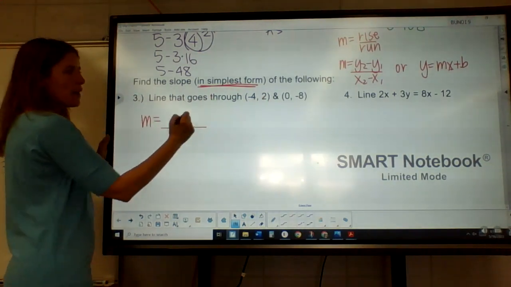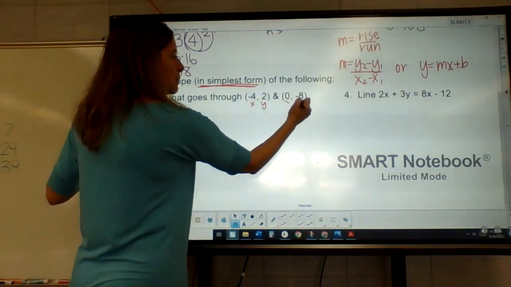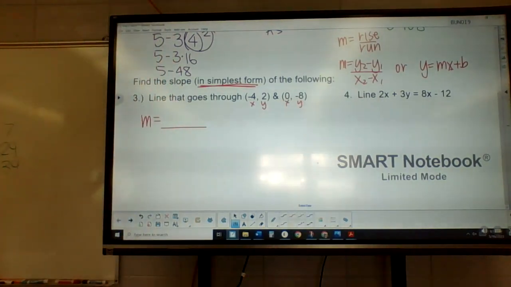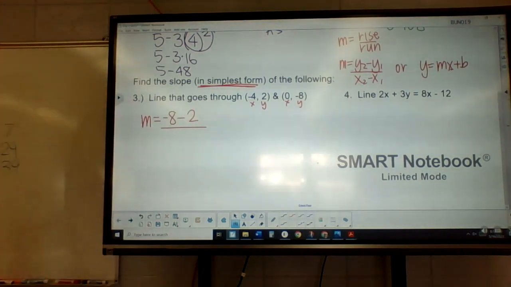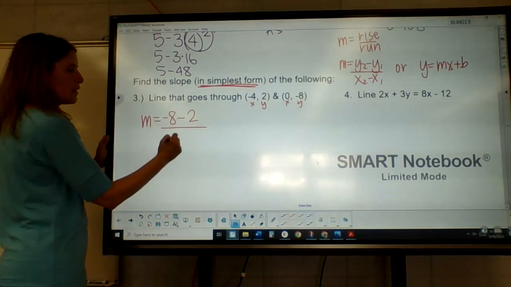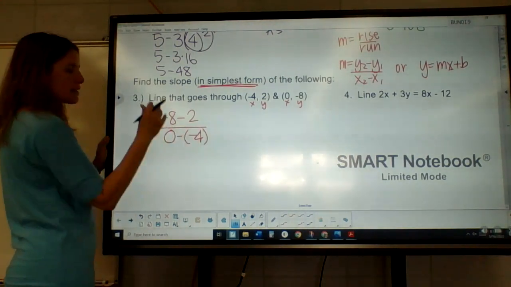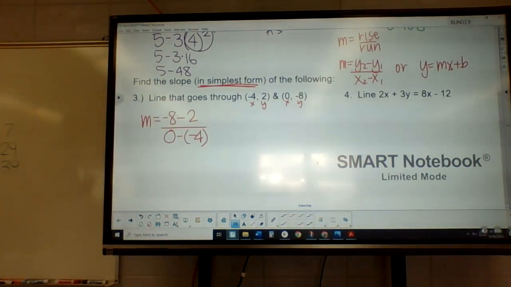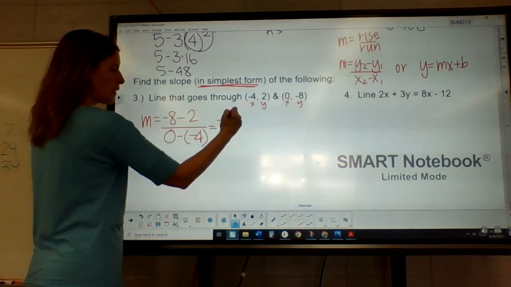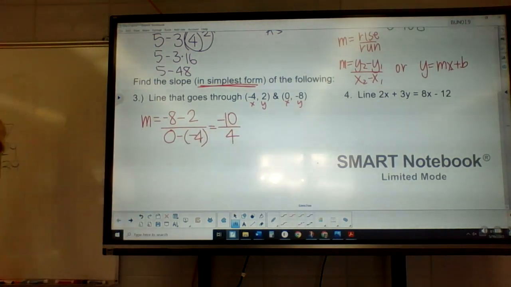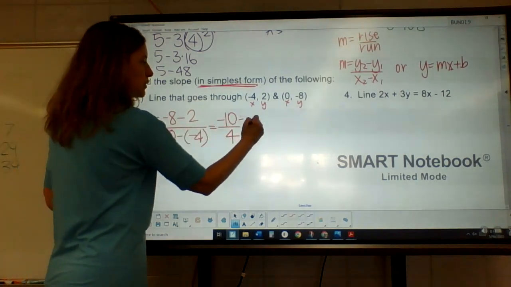So y2 minus y1, and when I'm talking about my y2, it's always the second digit. Negative 8 minus 2 over 0 minus the negative 4. And I have to subtract in the same order all the time. So if I start with the second point, I have to start with the second point both times on my fraction. So I get negative 10 over positive 4, and then I'm just going to simplify that. Divide them each by 2.